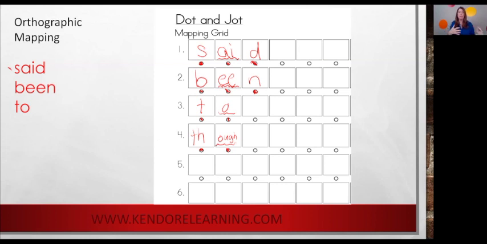And then kids can get the sense of how the sound isn't matching with the number of the letters, because sometimes they're like, that's really long, but it sounds really short. And this way it helps them with analysis, and they should be looking at it as they're doing it. So this is orthographic mapping, also known as dot and jot.